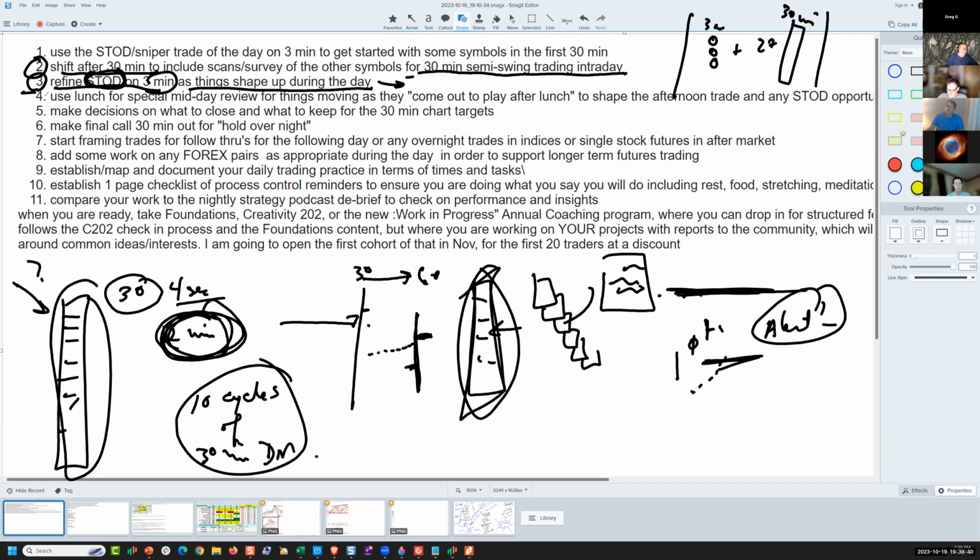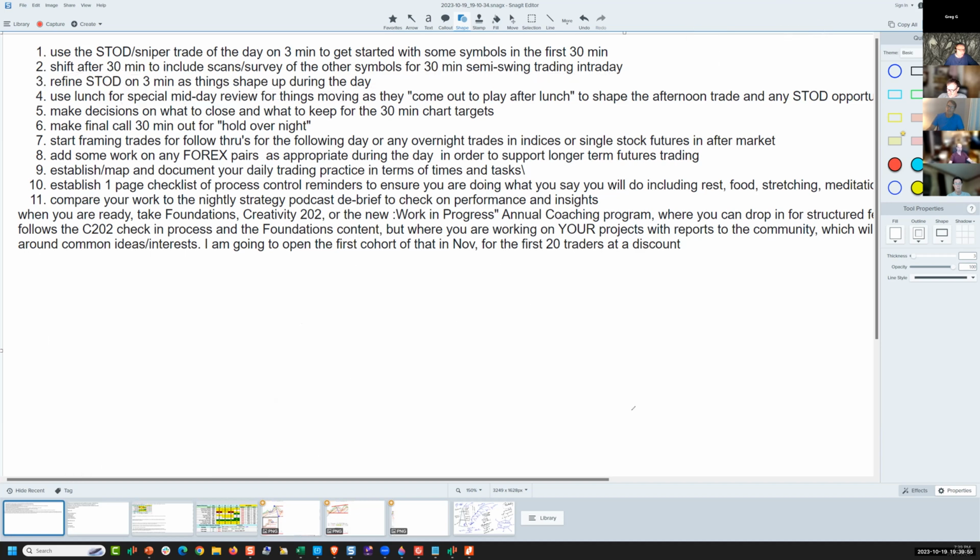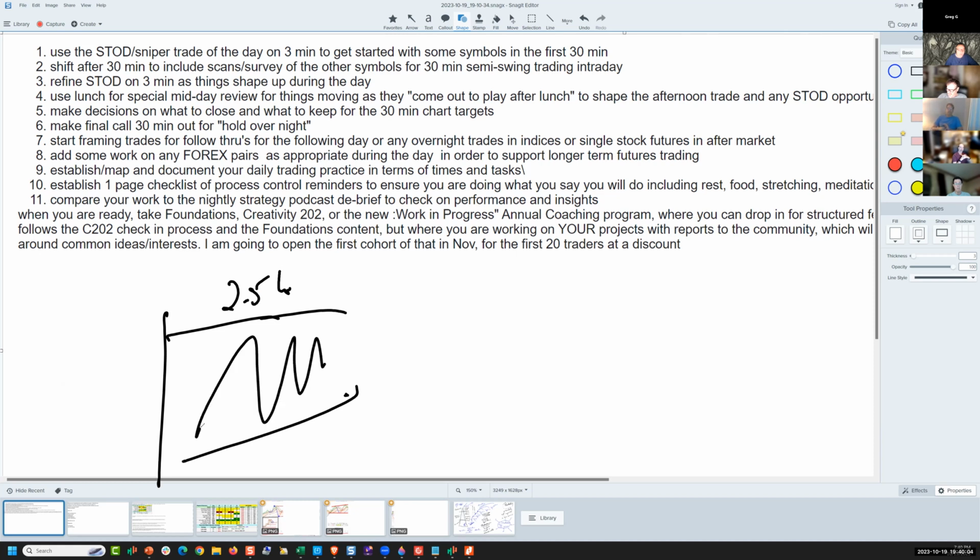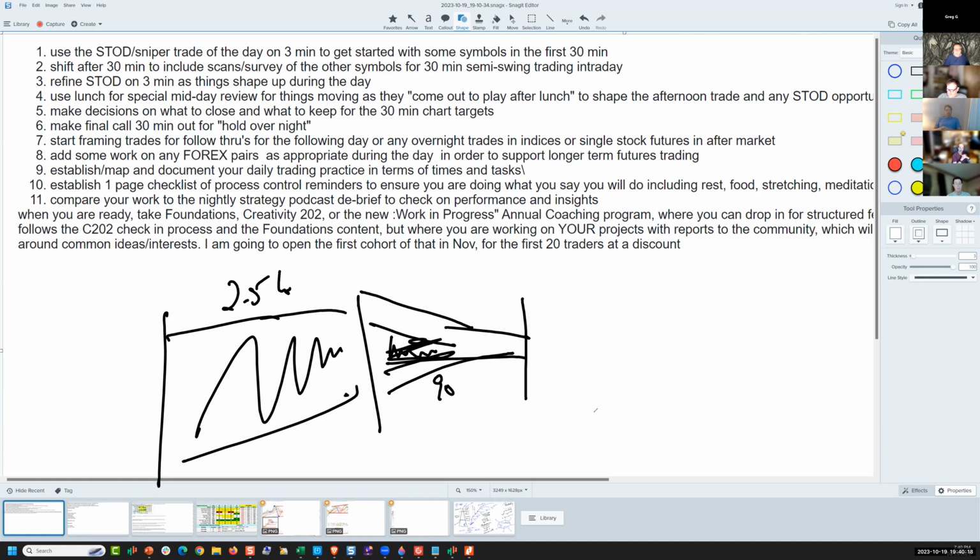At lunch, when volatility slows down, I make sure that I do a special midday review for things that start moving out of the lunchtime compression. Here's my theory, that after the open, that first 2.5 hours, you get a lot of volatility and a lot of the moves of the day have occurred. And then somewhere in the middle 90 minutes of the day, you get volatility compressing and things start getting into the chop.